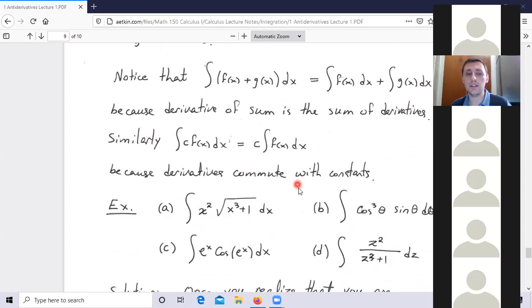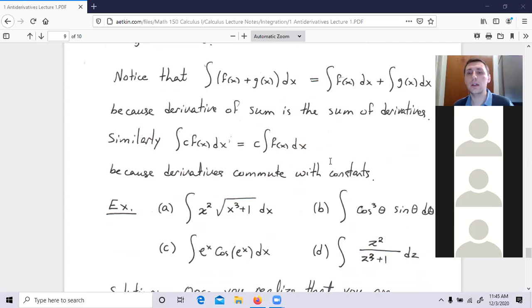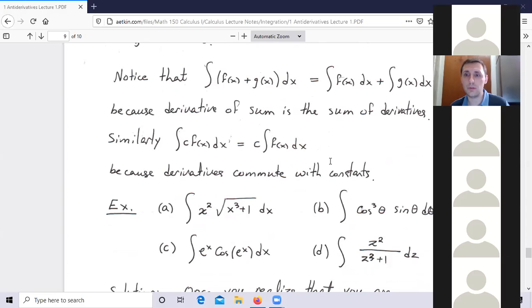Okay, guys, here is your opportunity to shine. Do A. Can you guess what was the function that produced x squared times the root of x cubed plus 1? Can you guess what that might have been?